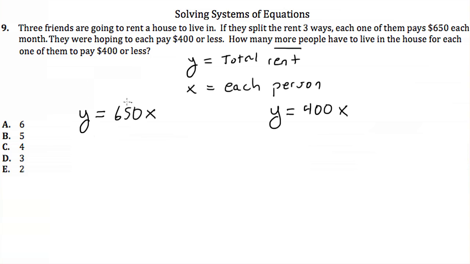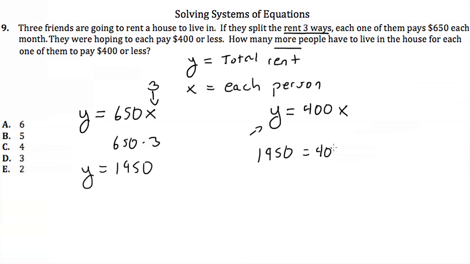Except in our first equation, when everybody's paying $650, we know x is equal to 3 because they're splitting the rent 3 ways. So the total rent then would be $650 times 3. That means, in this case, y is equal to $1,950, or the total rent for the house is $1,950. Now let's take this value of y and plug it into this second equation. So we'll have 1950 is equal to 400x.